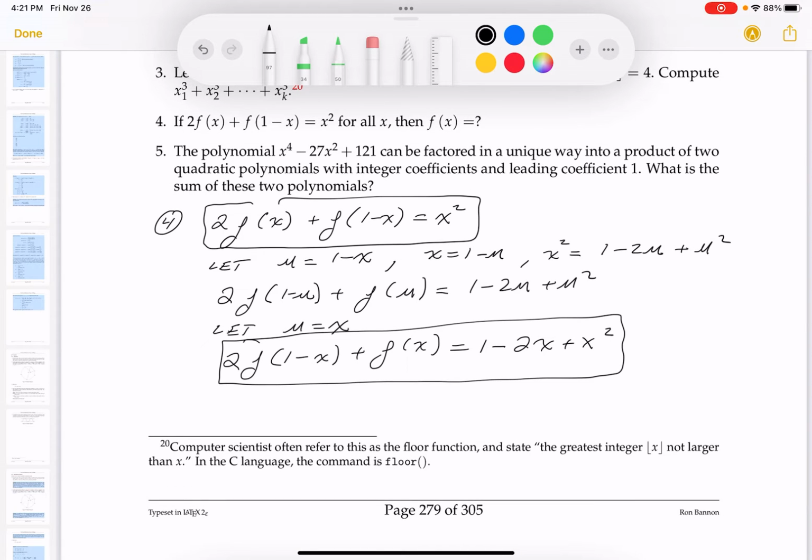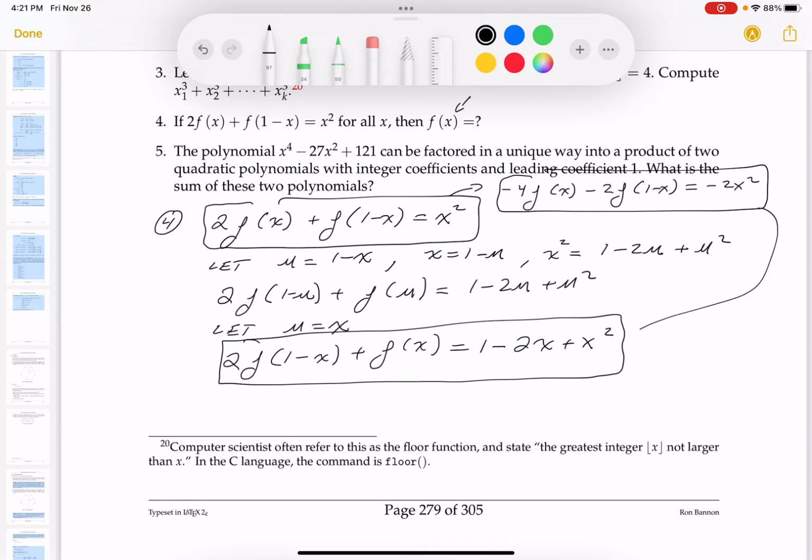And the reason for that, I don't want that. I want this. So I'm going to take the top equation. I'm going to multiply it by minus 2. You would get minus 4 f of x minus 2 f of 1 minus x equals minus 2x squared. I'm going to take this and I'm going to add it to that. And what do you get?